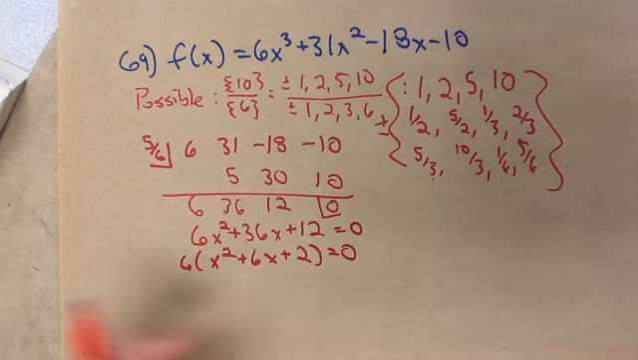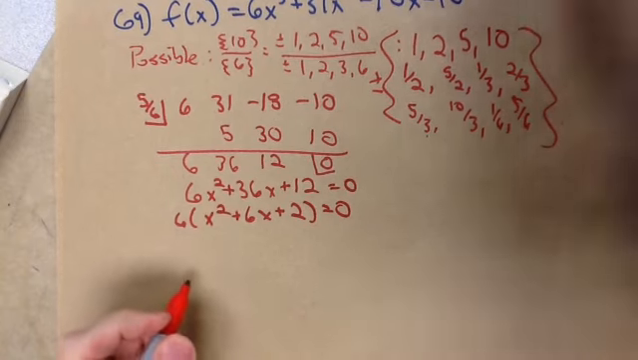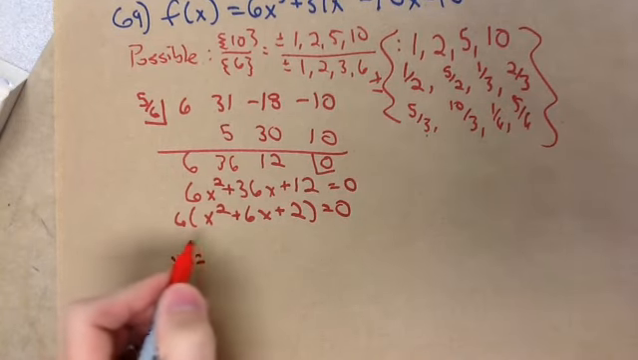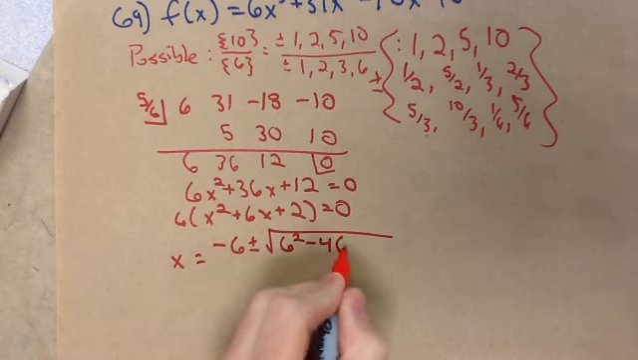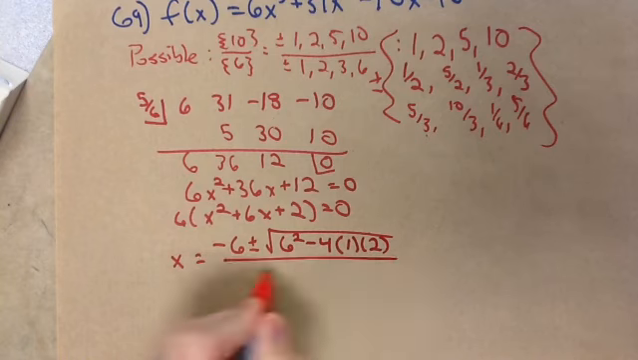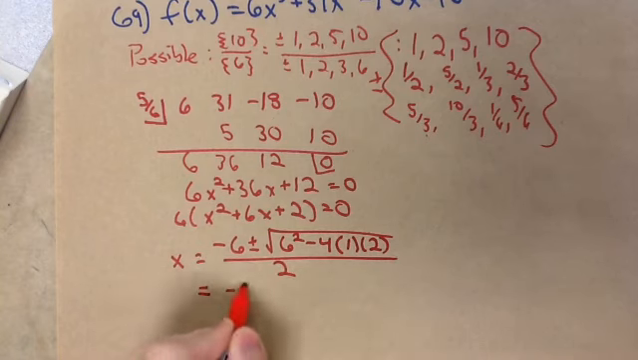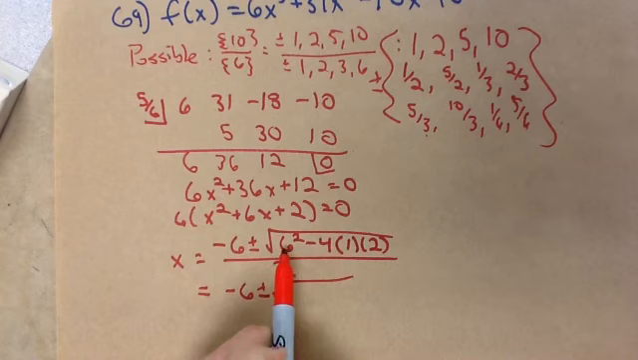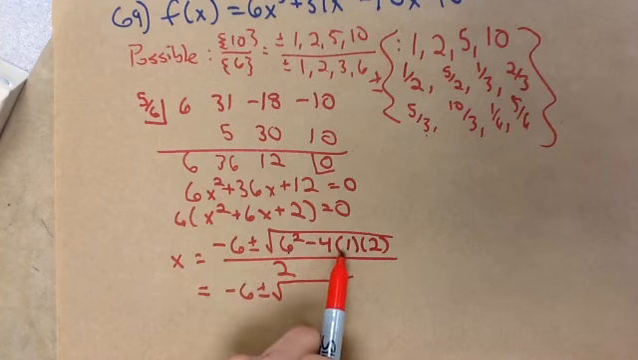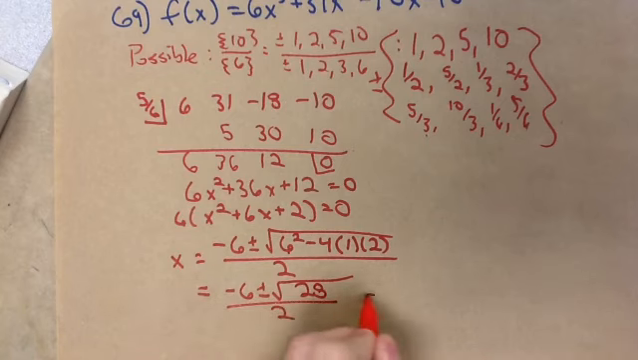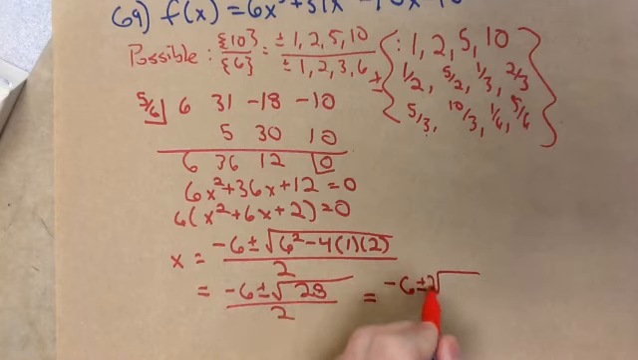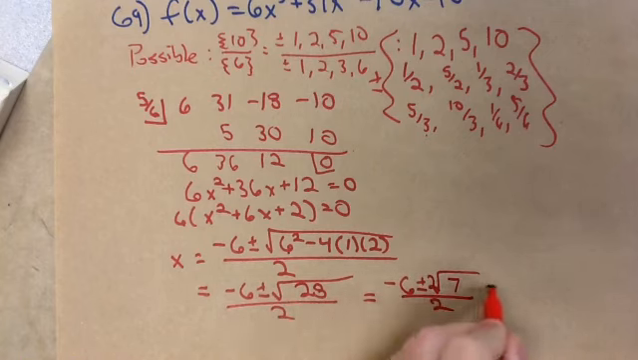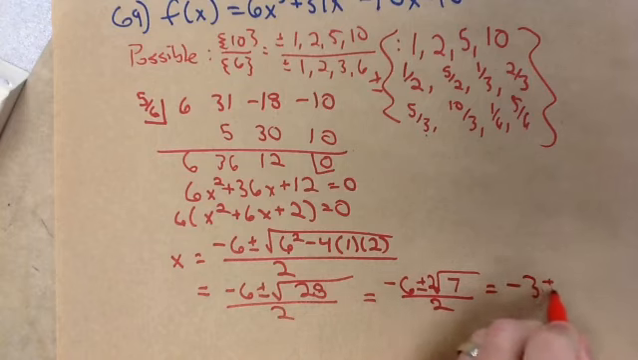And this is not going to factor nicely, so I got to use the quadratic formula. So that's going to be x equals negative 6 plus or minus the square root of 6 squared minus 4 times 1 times 2, over 2. This comes out to be 36 minus 8, so 28, over 2. Now 28 I can make into 4 times 7, so it's 2 root 7 over 2, and this becomes negative 3 plus or minus root 7.